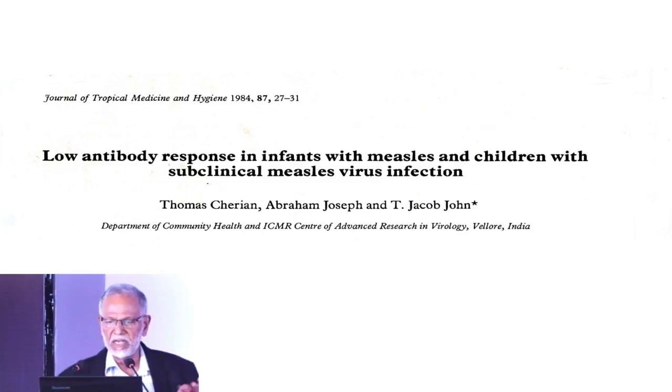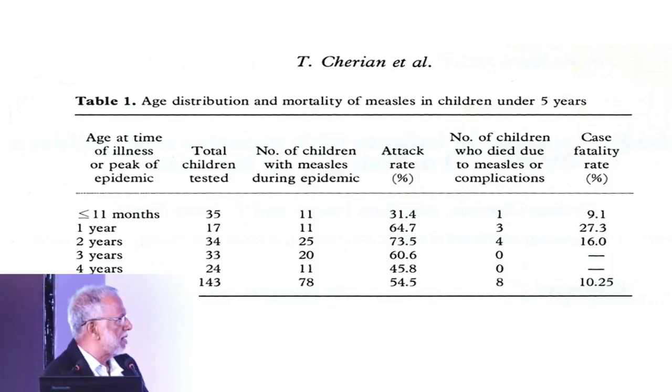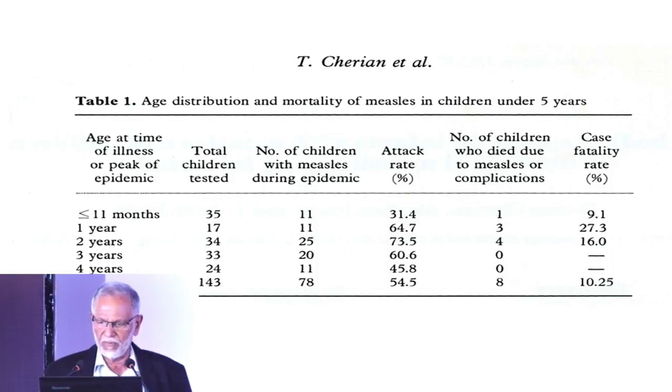Look at age distribution and mortality of measles in children under 5 years. Let me point out to you that death occurs essentially in children below 4, and cases minimal beyond age 4. Look at the case fatality rates. This, of course, are all pre-vaccine era epidemiology.